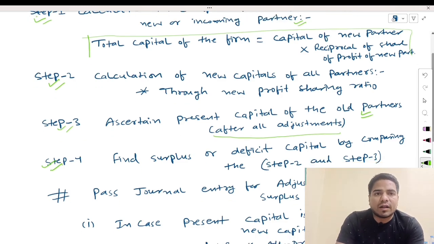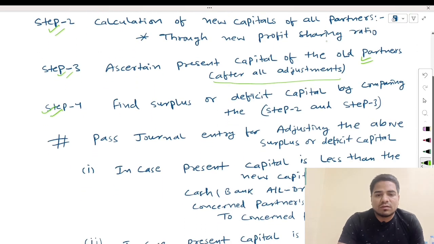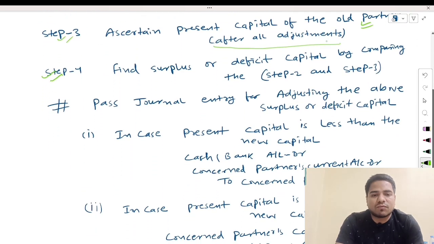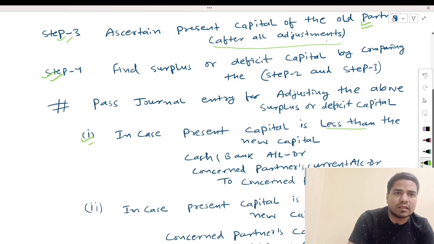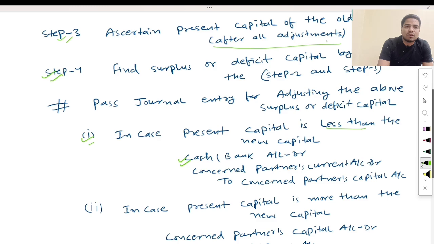Now what journal entry will you pass for doing this? The journal entry you will pass is for the case where the present capital is less than the new capital. If the present capital is less than the new capital, then you will have to bring the capital amount. This entry we will pass: cash or bank account debit, concerned partner's current account debit, to concerned partner's capital account.